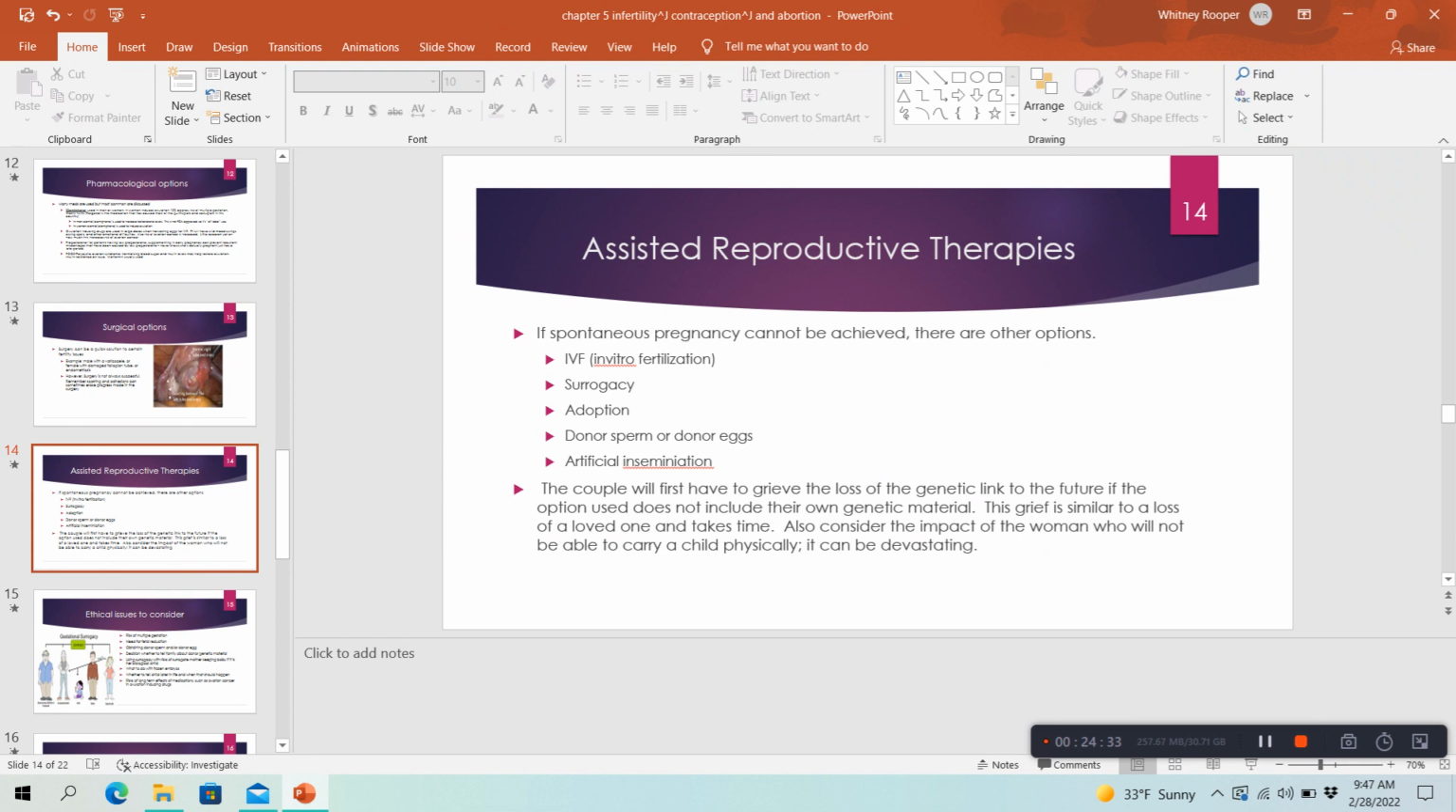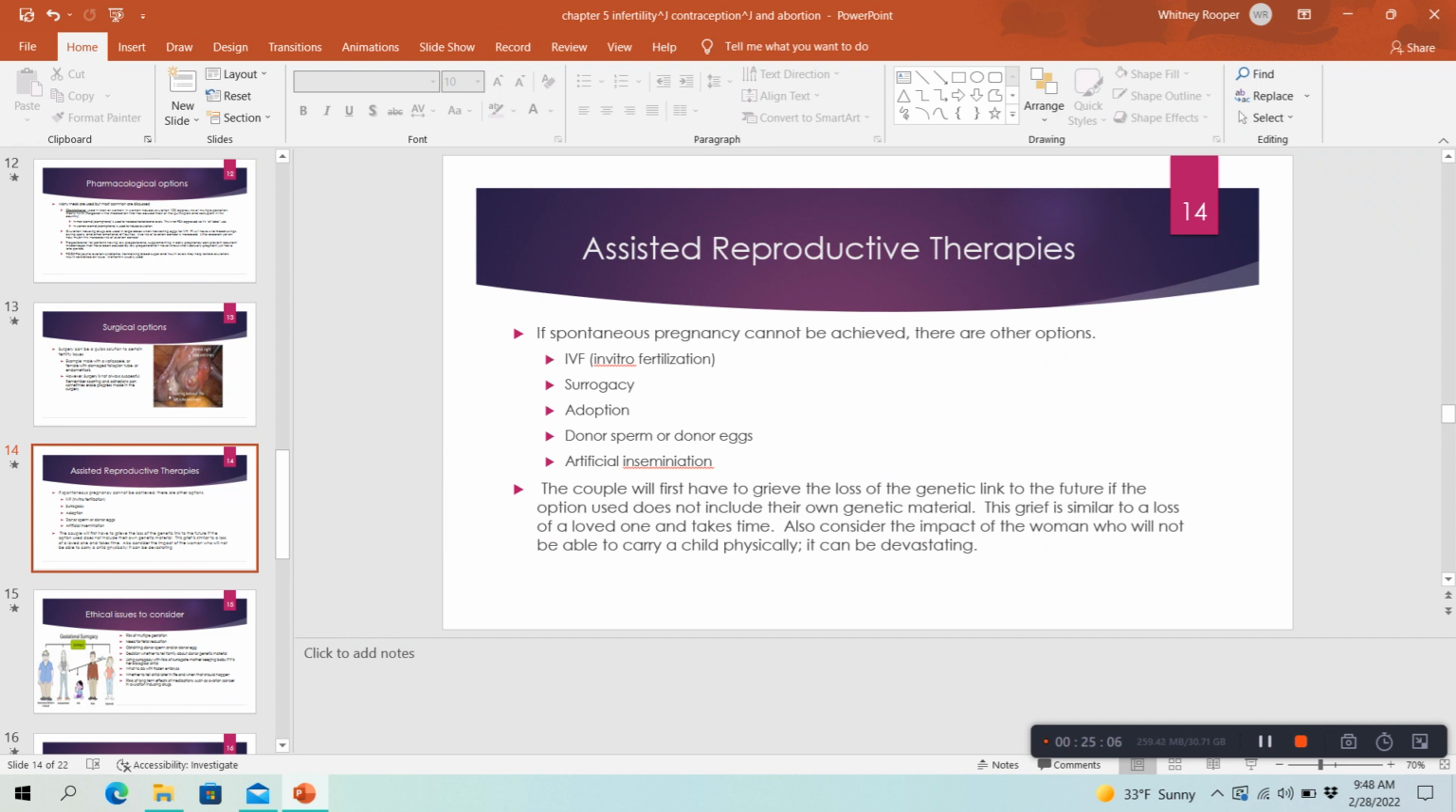First thing a couple has to do is grieve the loss of that genetic link, or the normal pregnancy that they expected to have. So if you have in vitro, it may be your own sperm and egg, but it's not going to be a spontaneous pregnancy. If you do adoption, surrogacy, donor sperm, or donor eggs, one or other of the couple is not going to be the genetic parent of the child, maybe both. So you have to grieve the fact that that's not going to be your genetic material. So, there's a lot to that.